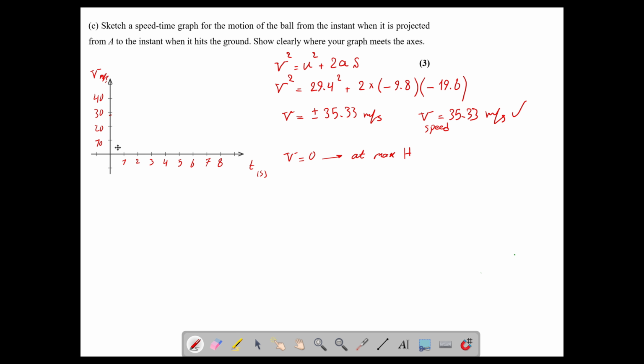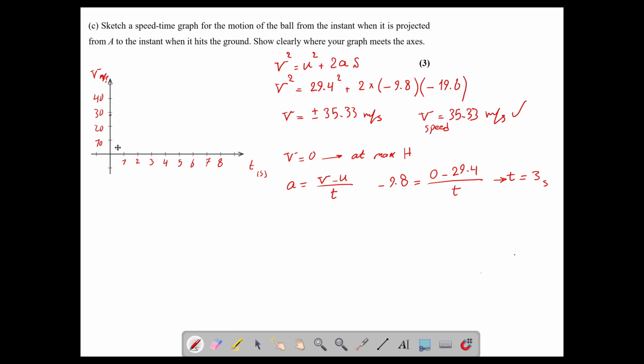Okay, so it means that using the acceleration formula, v minus u divided by t, acceleration equals minus 9.8 equals 0 minus 29.4 divided by time. So from here we can find time equals 3 seconds. It means that when the ball reaches the maximum height, time equals 3 seconds.